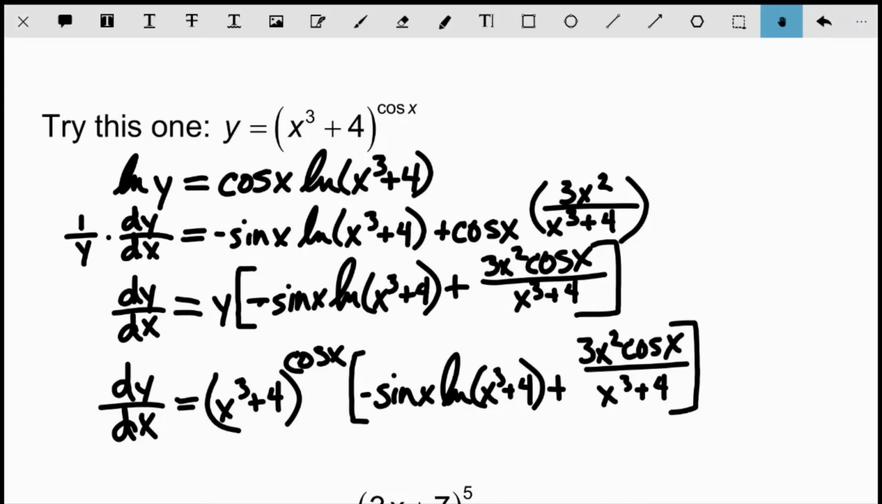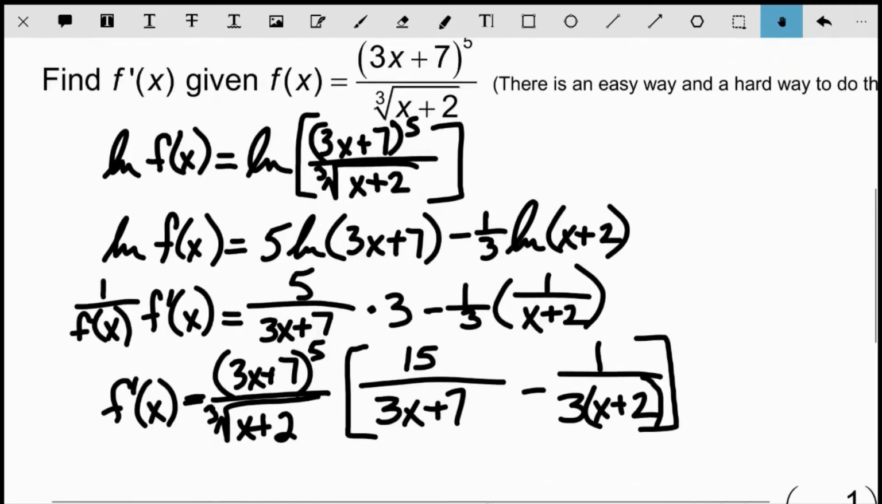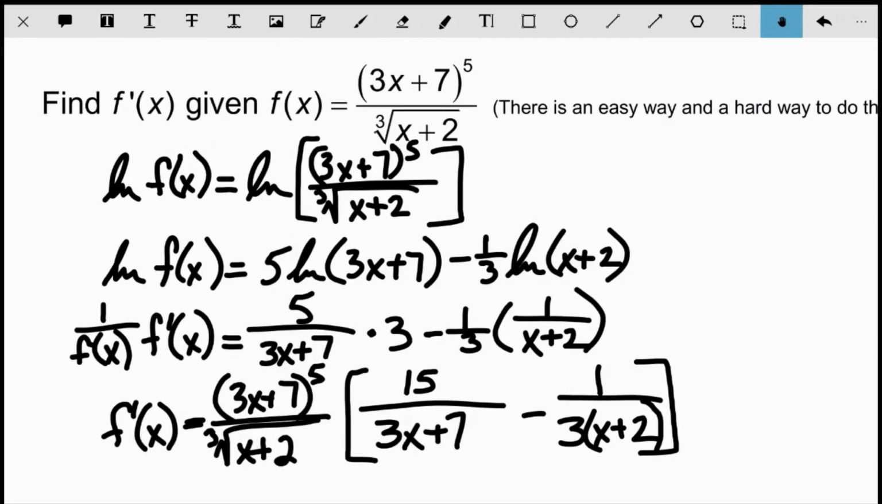All right, let's take a look at the second one. This is the one where you can really save yourself a lot of heartache by using logarithmic differentiation. We've got this (3x plus 7) to the fifth over the cube root of (x plus 2). When I look at that, your first thought might be quotient rule, and that wouldn't be wrong. However, we always want to think about what's the easiest way to do it. Well, the easiest way to do it is to rewrite this in a form where I can get rid of all of that quotient rule stuff. If you think back to that problem we had on the first page of this, there was a problem that had the log of a quotient.